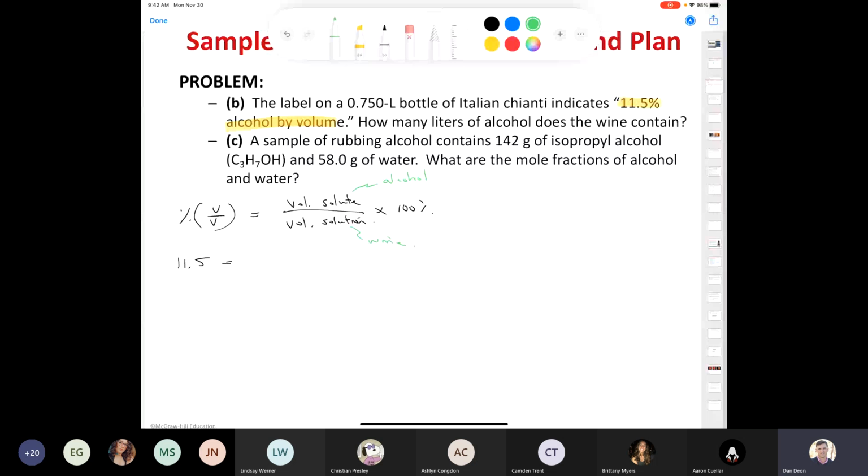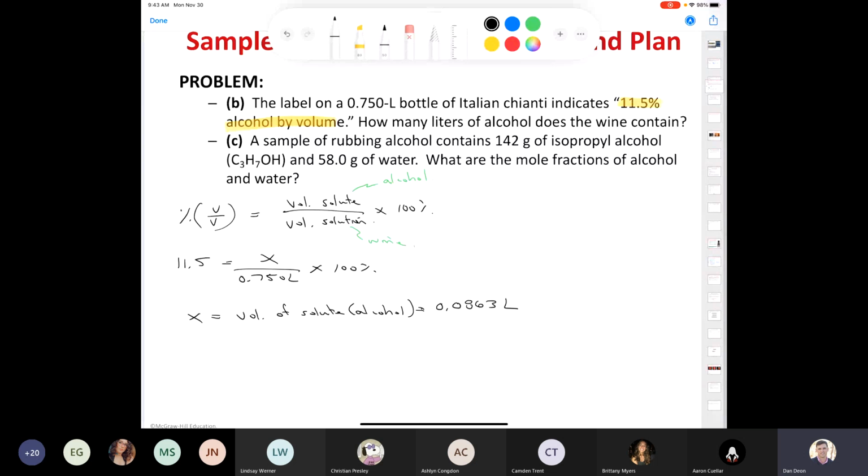So we have 11.5 is equal to X, the volume of our solute, divided by the volume of the solution, which was what? 0.750 liters. Multiply that whole thing by 100%. When we work that out, X is equal to the volume of our solute, which is the alcohol in this case. And just let me double check here. So I have 11.5 divided by 100. And I get 0.0... How many sig figs should I have here?